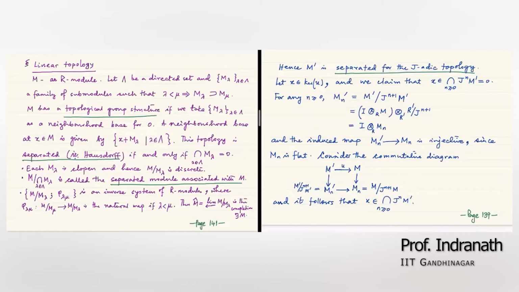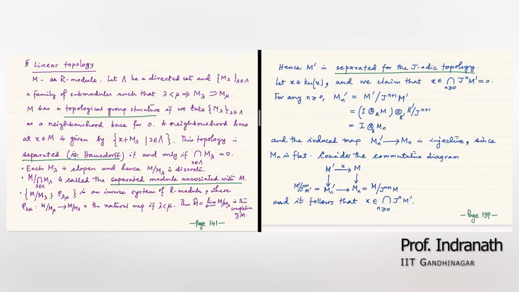So the quick introduction to linear topologies, in case you are not exposed to it. If you have an R-module, and if you start with a directed set Lambda, and if you take a family of R-modules indexed by this directed set Lambda, such that whenever lambda is less than mu, then M_lambda contains M_mu, then you can give a topological group structure. You have started with a family of submodules of M, indexed by this directed set Lambda, and then if you take this M_lambda to be a neighborhood base for 0, then this naturally gives rise to a topological group structure.